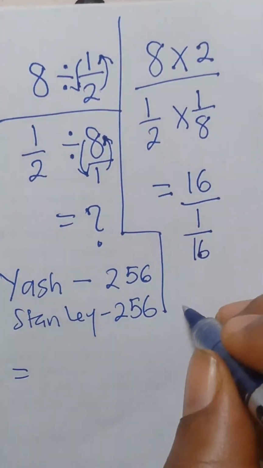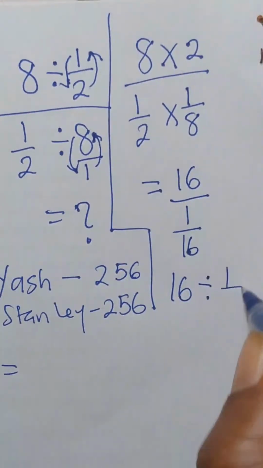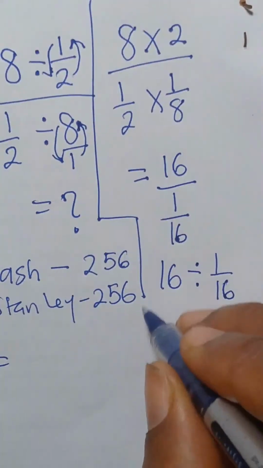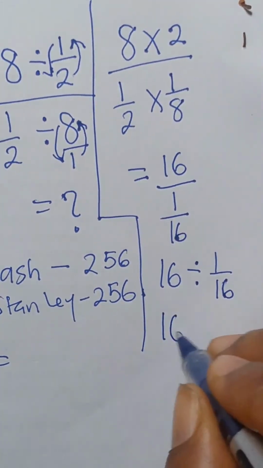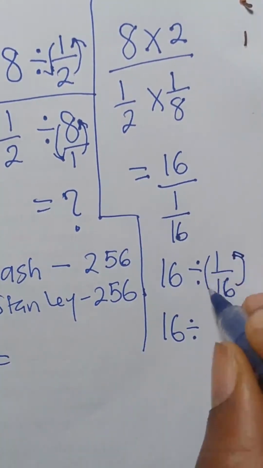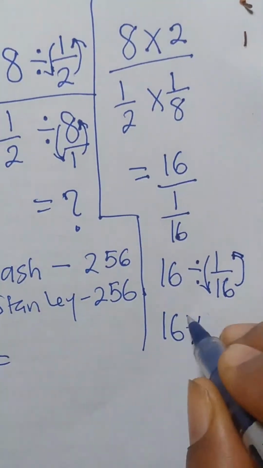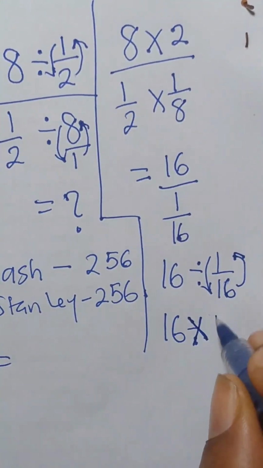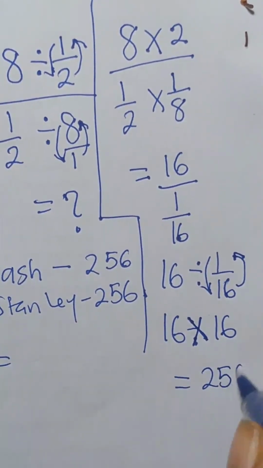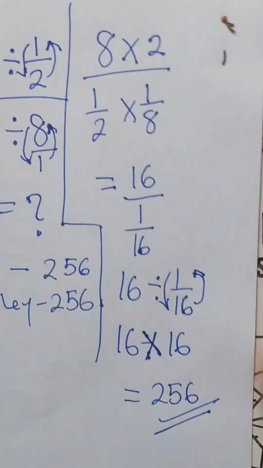Now, this can be written as 16 divided by 1 over 16. That is what it is. We do the same thing again. We write 16, put multiplication sign, flip again. 16 will come up, 1 will go down, and we have 16 over 1, which is 16. So 16 squared is 256. And that is the answer to the question. Okay? So that is the solution to the question.